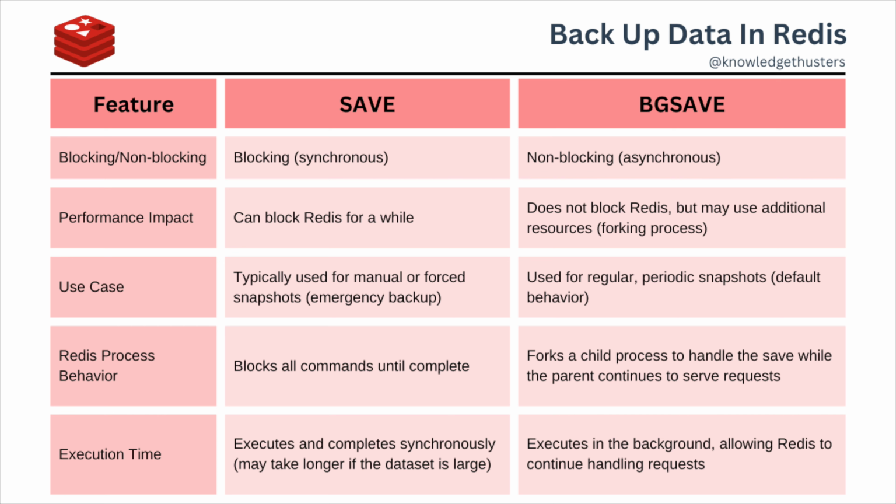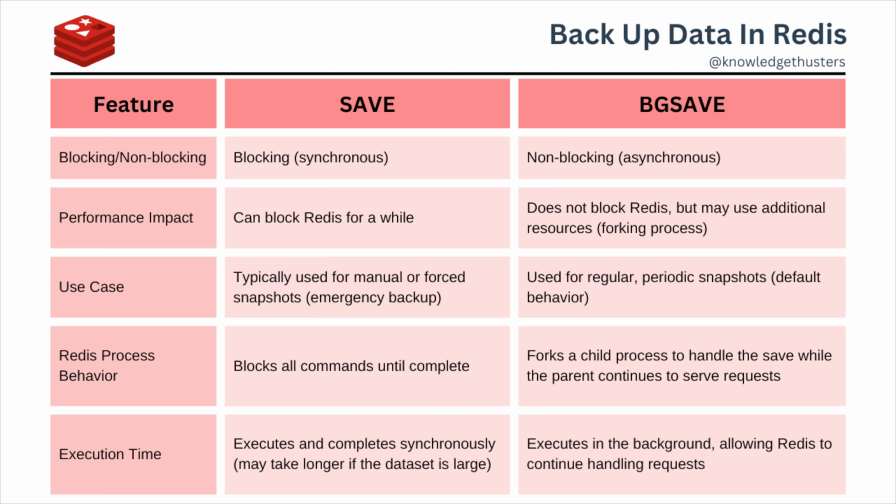So for taking backup of your data, you can use two commands. One is SAVE and one is BGSAVE. So how are they differentiated? SAVE will block your Redis instance and BGSAVE is non-blocking. So it will be running in the background, so any insertion, deletion, these things will not be affected.